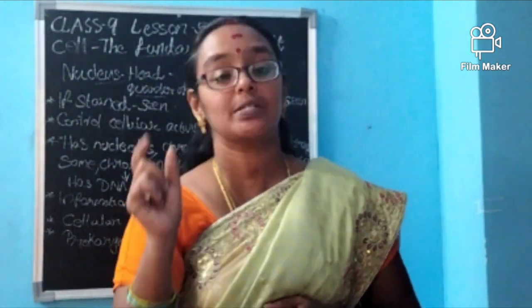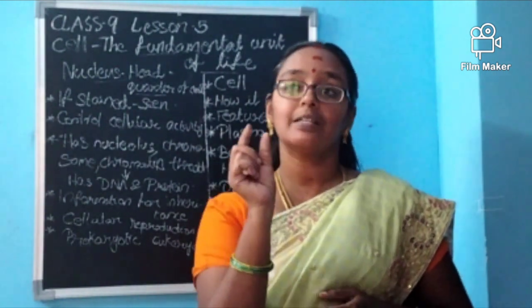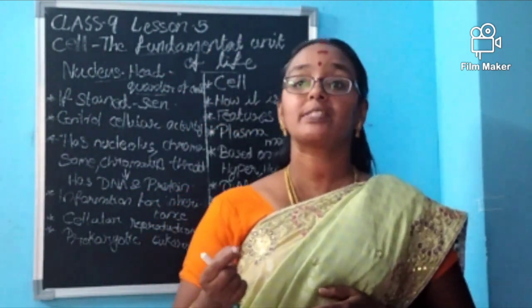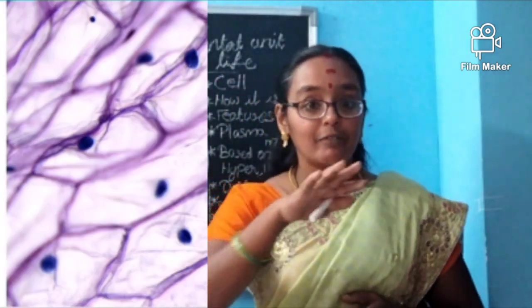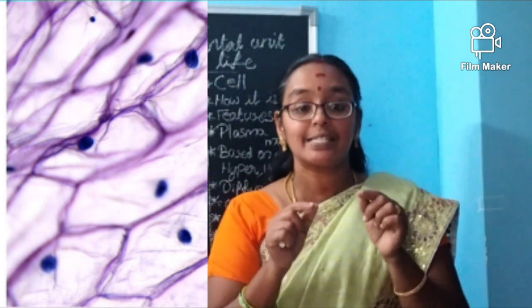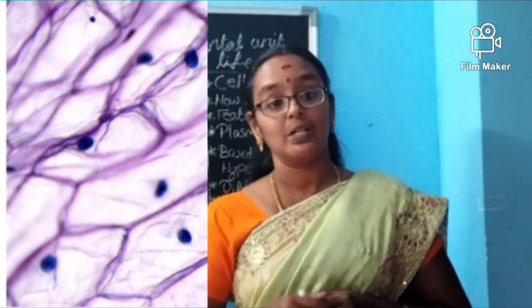If you want to see this nucleus, we have to give stains to the cell. If the cell is stained with the help of saffron or iodine, a light color shade will be there. Then if we look through the microscope, we can see inside this cell there is a central point which is much darker. We call it the nucleus.